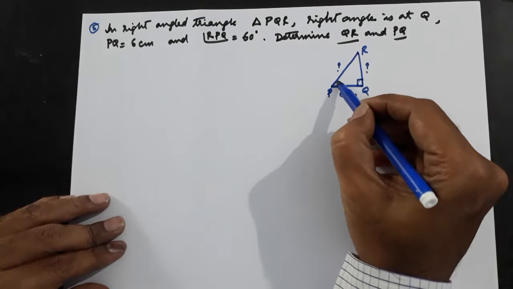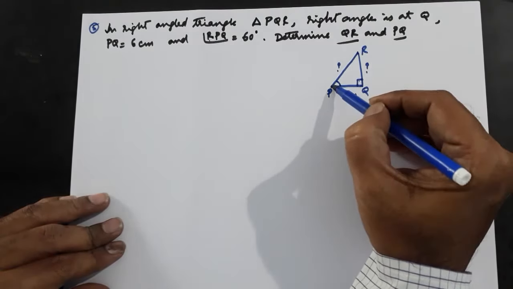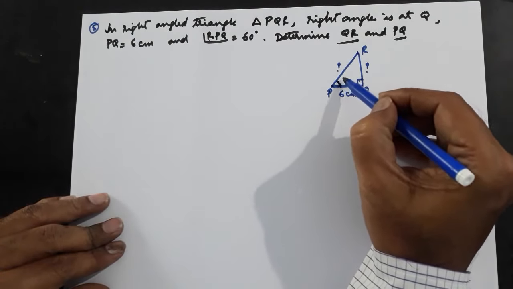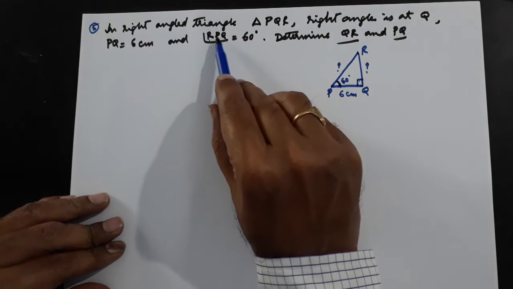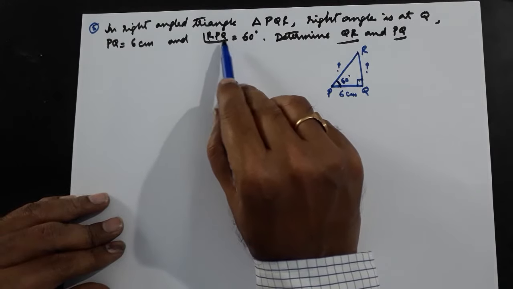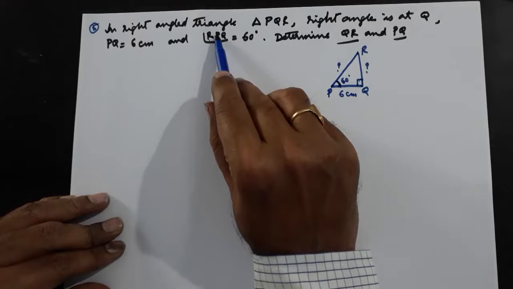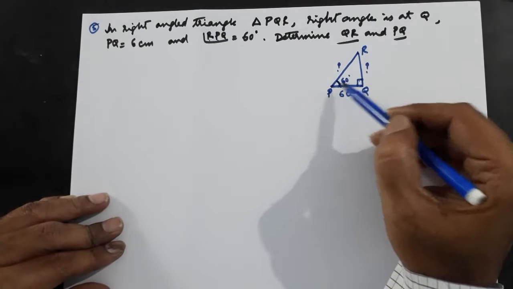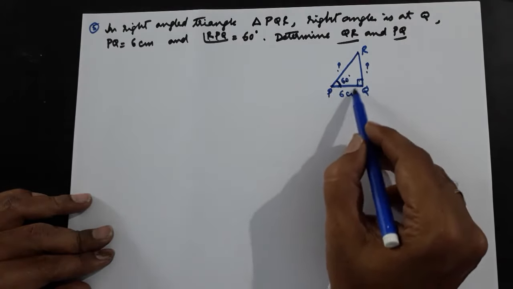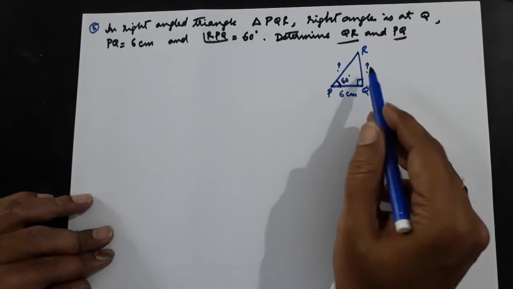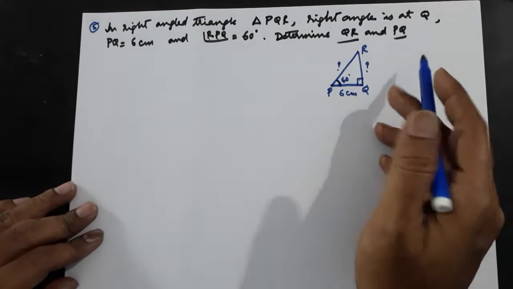But what is given? Angle RPQ. So angle P is 60 degrees. That is what is given. We can write angle P or angle RPQ, 60 degrees. So we have this 60 degrees, this 6 centimeters, and we need to find out these two. How do we do that? We have trigonometrical ratios, so using them we can do that.